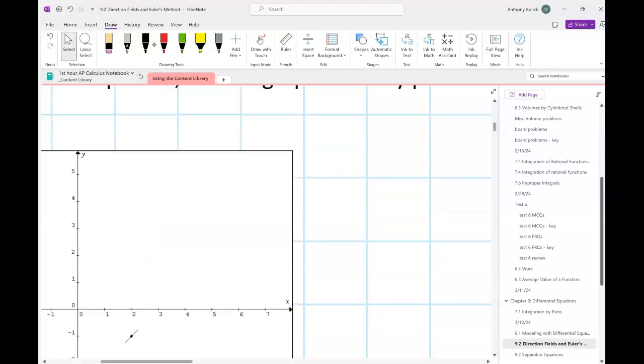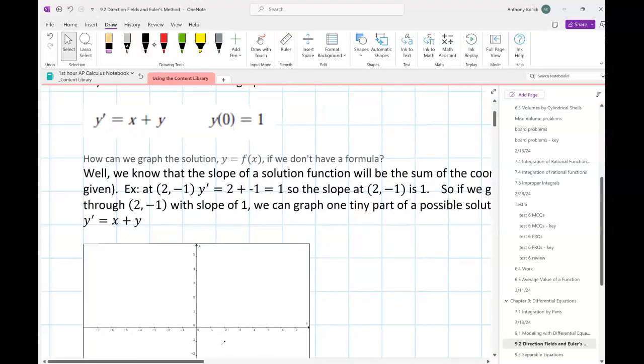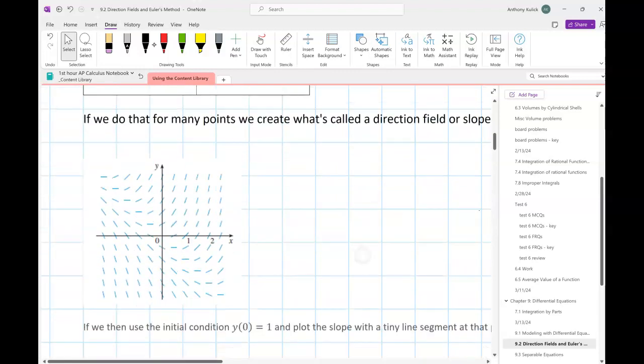right? And I could do this for all the points I wanted to. If I do that for all the points I want to, I get something called a slope field. That's what we're doing here. That's what we've drawn here.